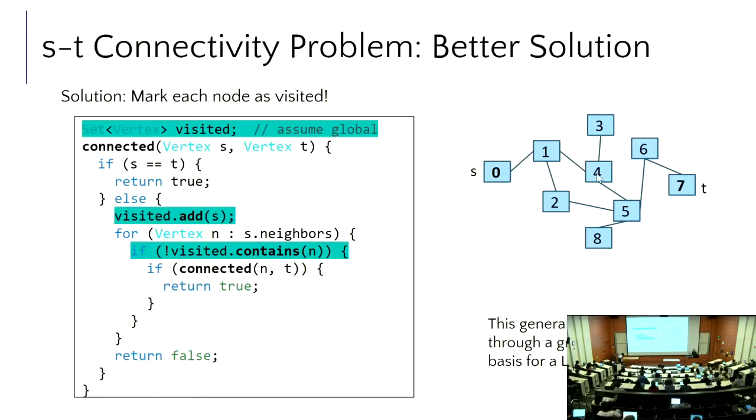So then I'm going to add 2 and 4. I'll sort of recurse down to 2. I'll add 5, you know, and so on and so forth. And that'll let me sort of crawl neighbor by neighbor across the graph.